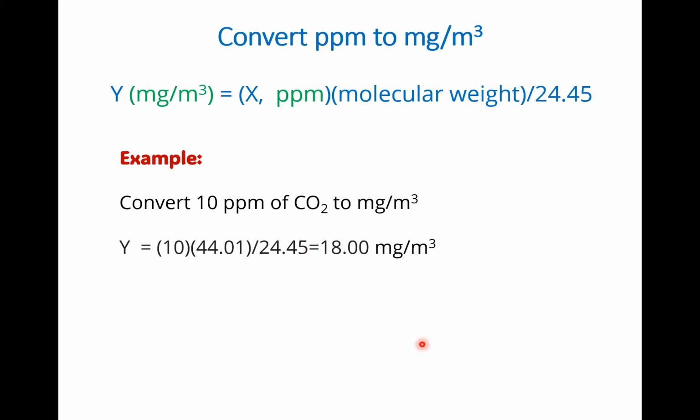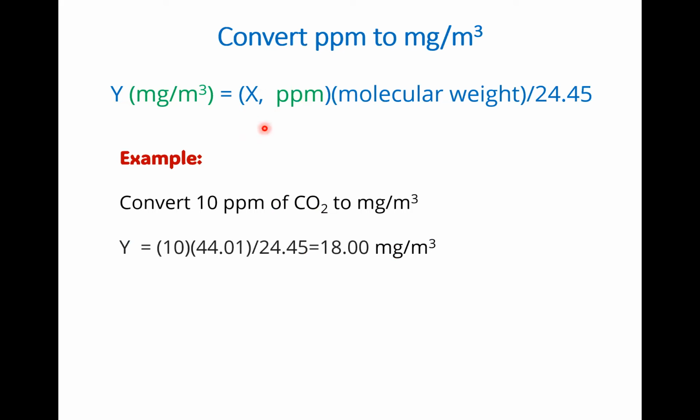Hello everyone. Today I'm going to introduce how to convert pollutant concentration in air from parts per million, or ppm, to milligram per cubic meter. This is very simple, but sometimes a student may not be aware of how to convert between both units, from ppm to milligram per cubic meter and the other way around.